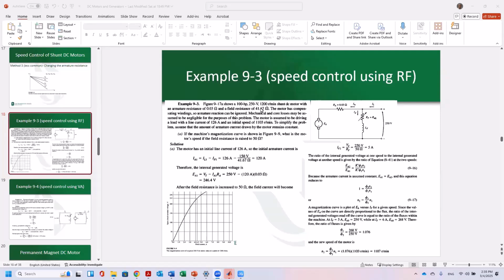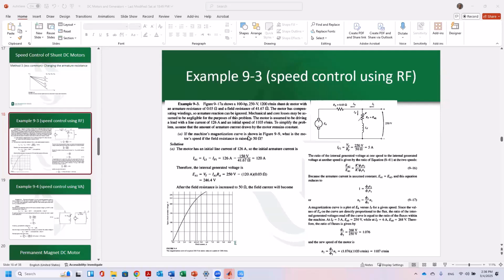So initially, under these conditions, that the line current is 126 amp and the speed is 1103, the field resistance is 41.67 ohms. Now we want to basically raise this impedance to 50 ohms, and we want to see what would be the resulting speed of the motor in the second condition. And we're going to assume that this IA, which we will be finding out pretty soon, will remain also constant for the purposes of this problem.